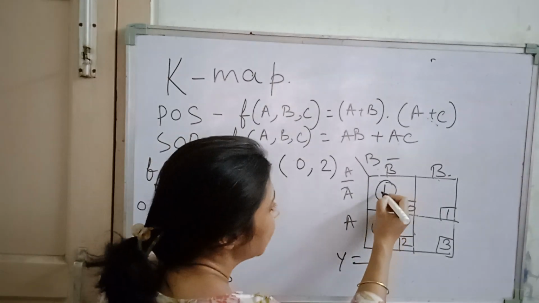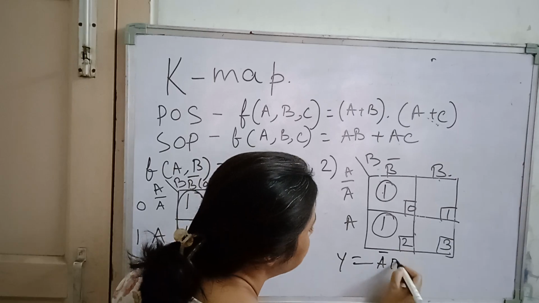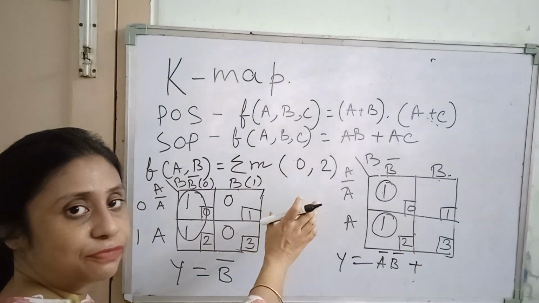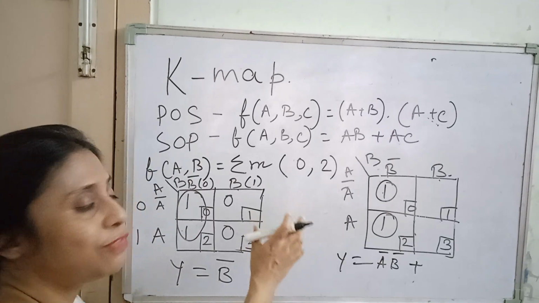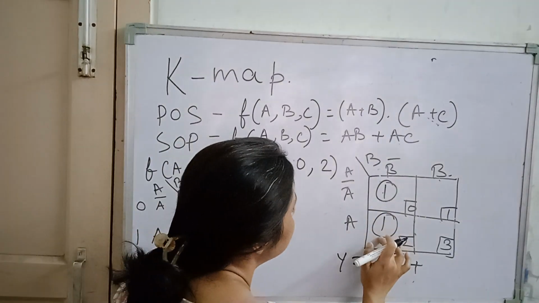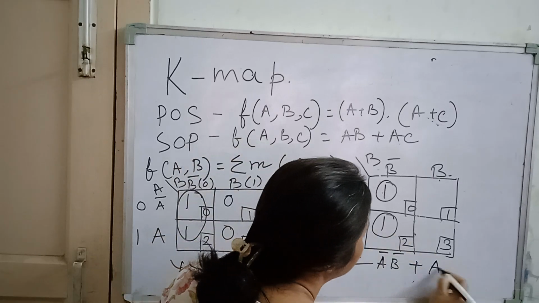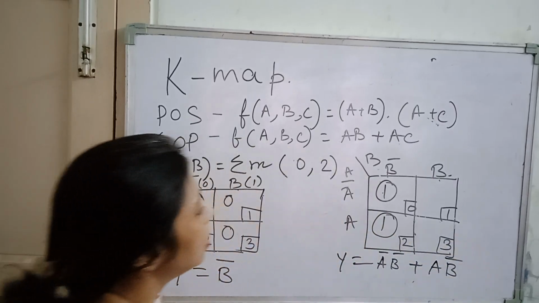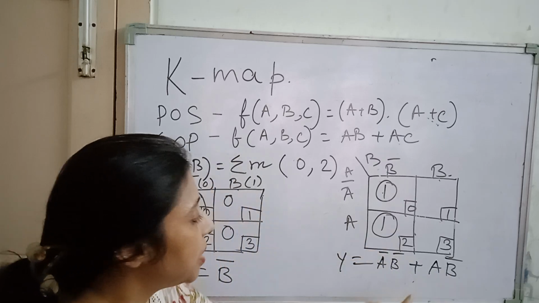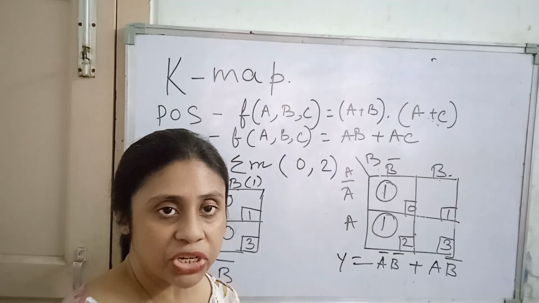For this minterm expression, what is the overall expression in terms of variables? That is A bar B bar, plus, why plus? Because this is minterm form. Minterm form will always give you expression in sum of product form. And what is the expression for this one? That is A B bar. So A from row, B bar from column. So this is the expression before minimization.